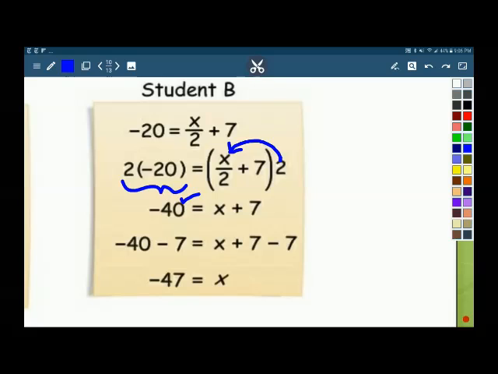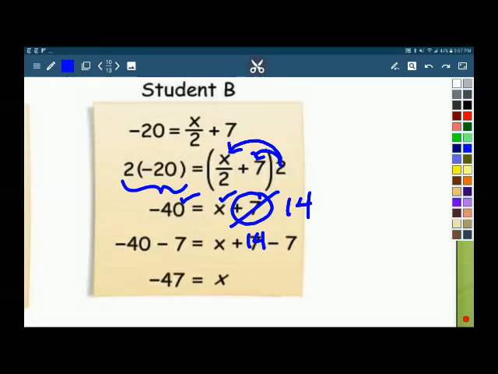X divided by 2 times 2 is just going to equal x, but then they did not actually multiply 7 by 2 because, again, I see a 7. I should actually see a 14 there. Okay, that looks like where student B went wrong. They accidentally just did not apply the distributive property correctly. So this should also be a 14.